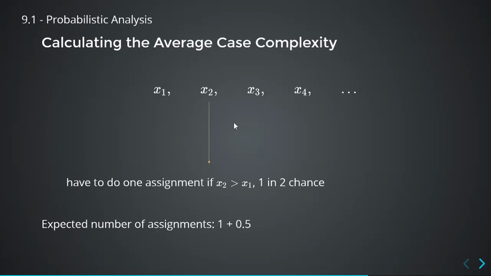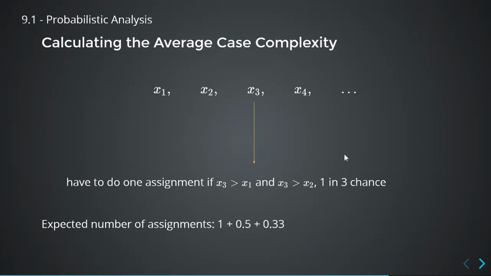Now let's go to x3. You have to do one assignment when you get to x3 if x3 is bigger than x1 and also bigger than x2. What's the chance of that happening? 1 in 3. Right? Because you only have 3 numbers, any one of the 3 can be the largest element. So if x3 is the largest element, the chance of that happening is 1/3.